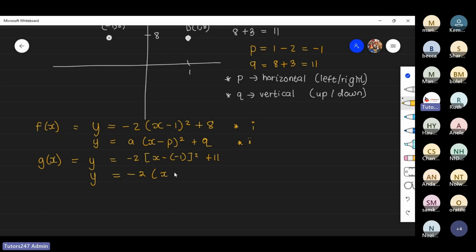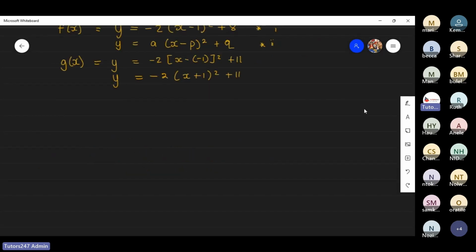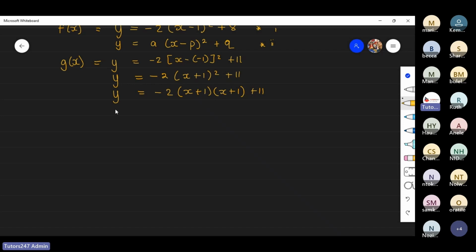So negative times negative will give us +1 squared plus 11. So this is our new equation of g of x. Now, let us simplify this equation so we can finish up the question. We're going to do the exact same thing we previously did in order to simplify. We're going to use our FOIL method, expand and simplify.